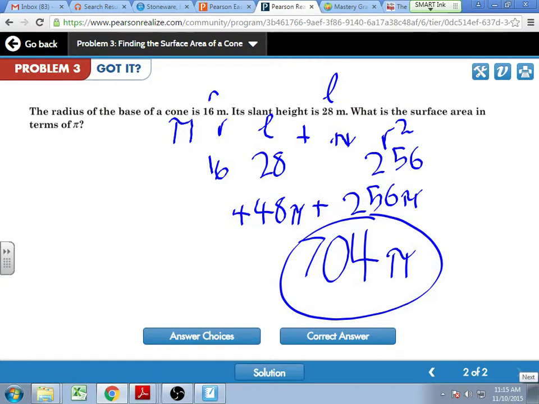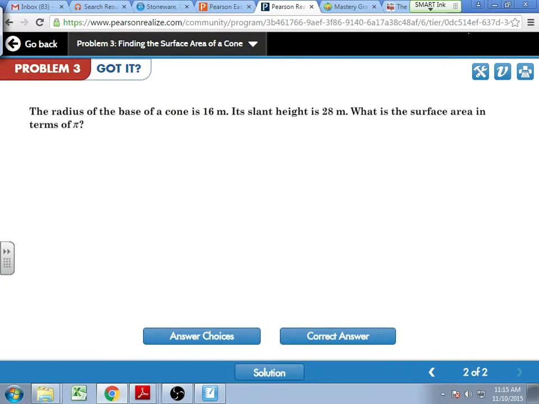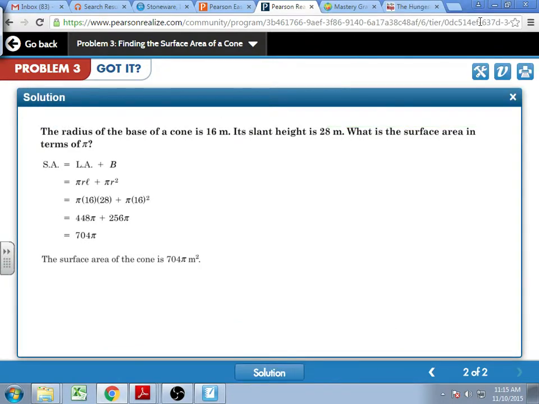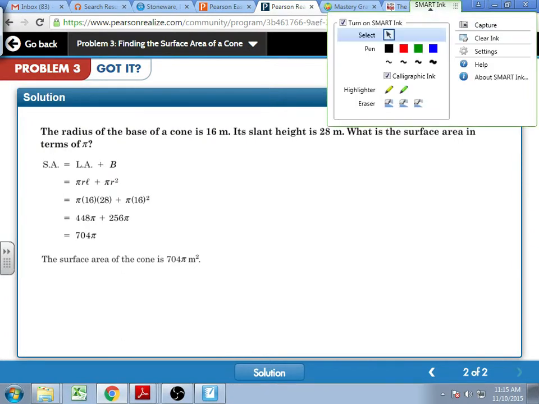Do we agree? A little hard to read, so I will go ahead and show that as well. Pi r L plus pi r squared, and we walk through it.